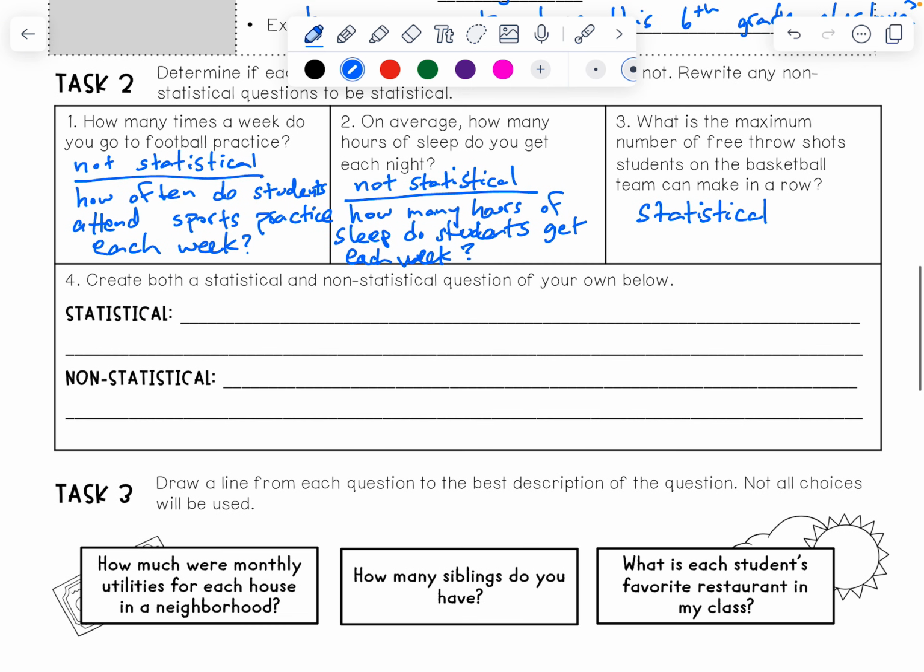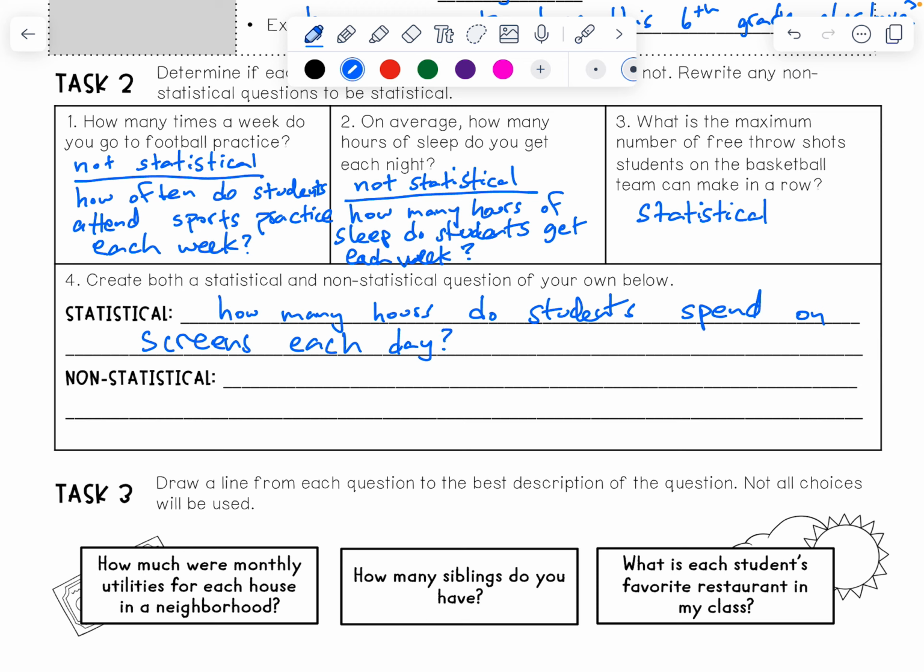All right, 4. Create both a statistical and non-statistical question of your own below. So how many hours, how about this? How many hours do students spend on screens each day? And this is on average, of course.